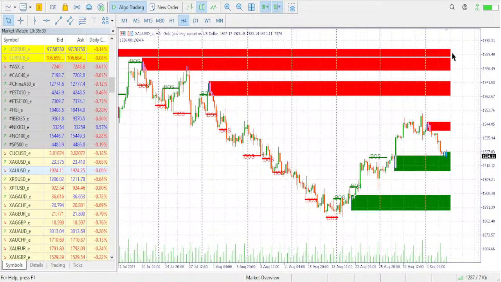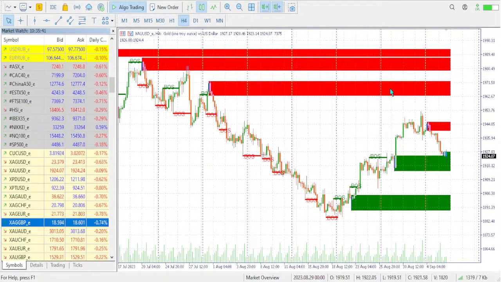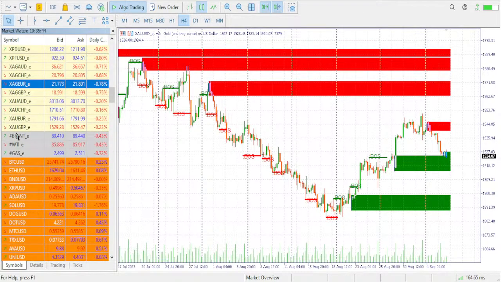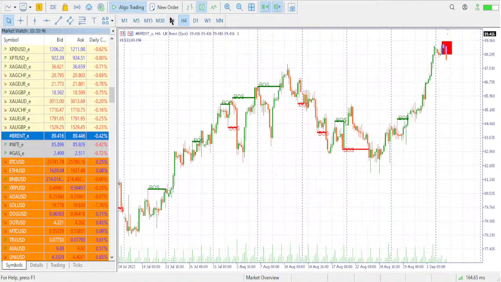So expect that when the price bounces off from those zones, we will be looking for positions. That is my opinion on that chart. The other chart which I'd like us to have a look at is Brent oil.